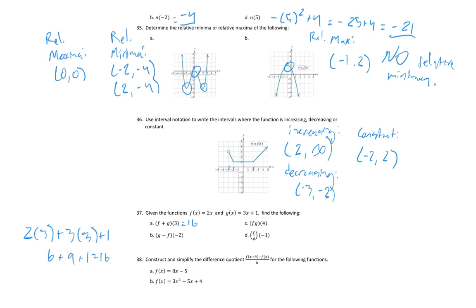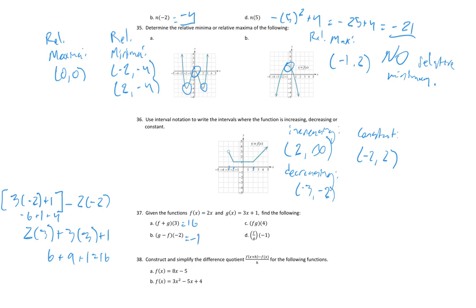Now for b, we have g minus f of negative 2, so almost the same thing, except we're just going to be subtracting. I'm going to write that above there. So we will have, I'm going to write this in brackets so that we don't lose ourselves, 3 times negative 2 plus 1 minus 2, negative 2. Okay. Well, this is going to equal negative 6 plus 1 minus negative 4, so plus 4. So this would be negative 6 plus 1 plus 4, and that will be negative 1.